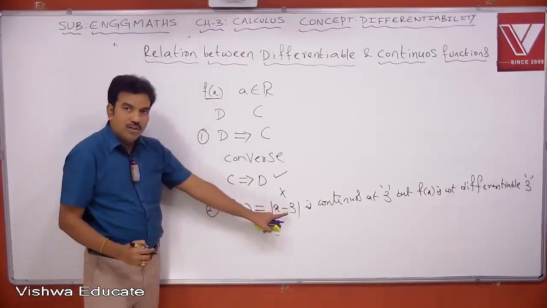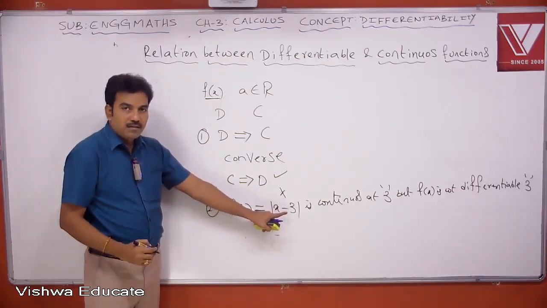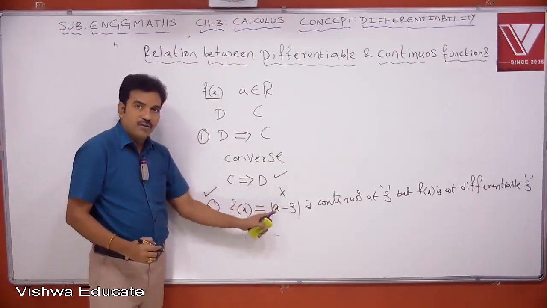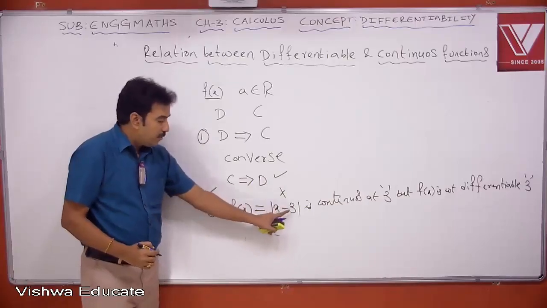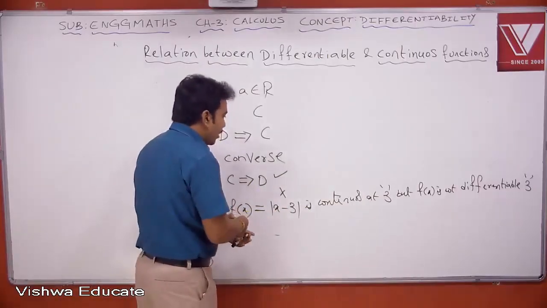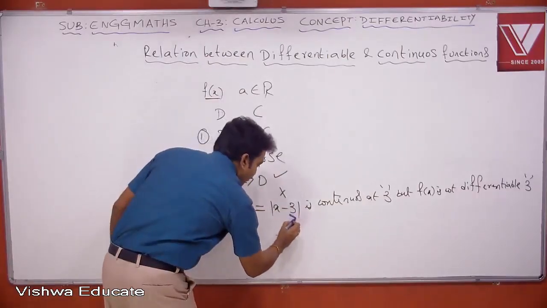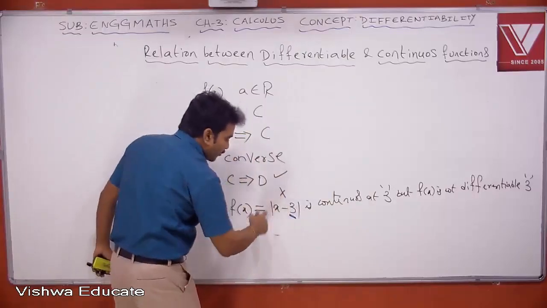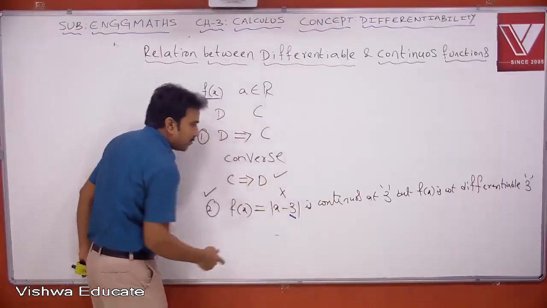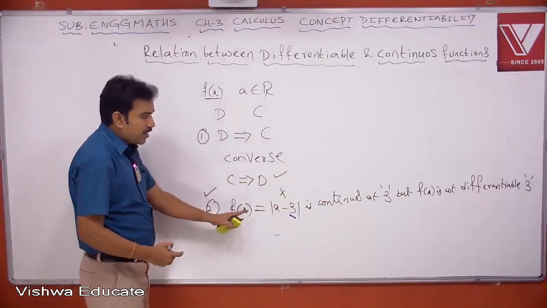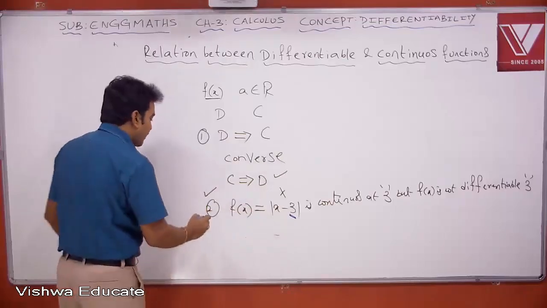F of x equal to modulus of x minus 3. We have seen the graph of this function. It is always continuous. In particular, it is continuous at the point 3 also. But the drawback of this function is at 3 in terms of derivative. So it is continuous at 3 but not differentiable at 3.